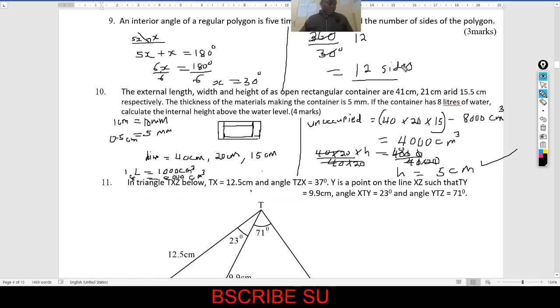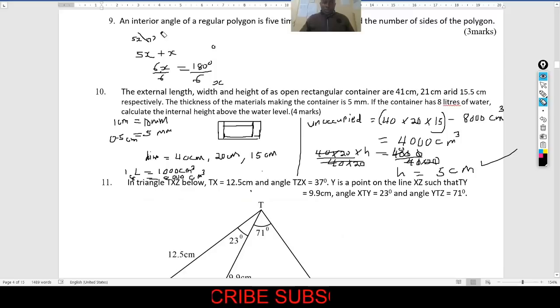That is the height uncovered, that is above the level of water. The height above the level of the water is 5 centimeters. Now we go to the next question.